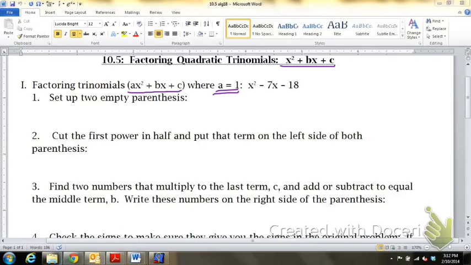So what I want to do is figure out what multiplied to make this. I'm going to try to break it apart. Give two parentheses. You're going to fill in the first terms first.